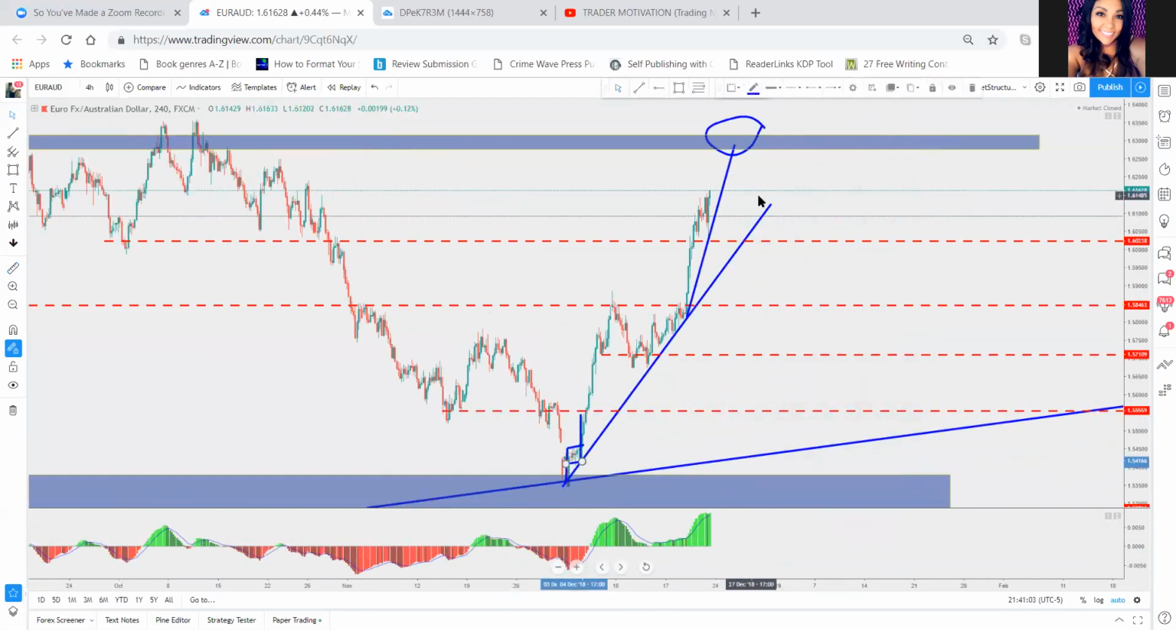All right, any questions on this before we look at another pair? And you can unmute yourself if you'd like to and ask any questions. I have a question, please. Yes. What time frames do you find most effective to mark up your support and resistance?